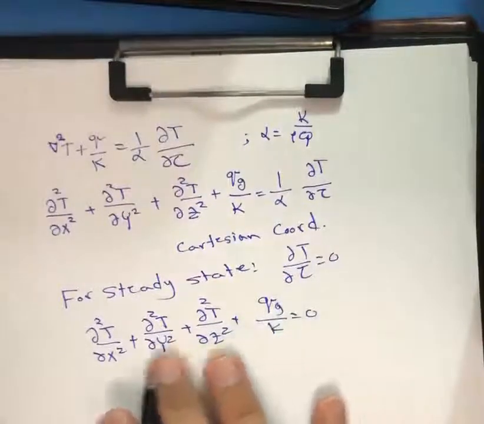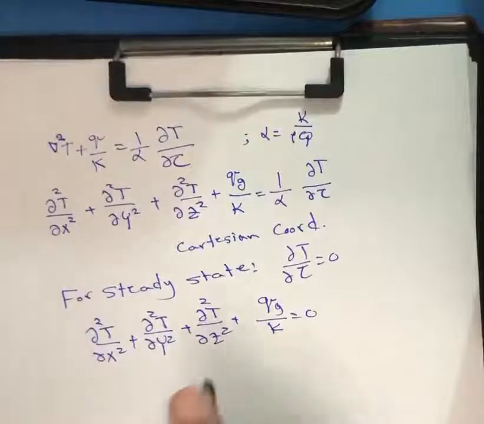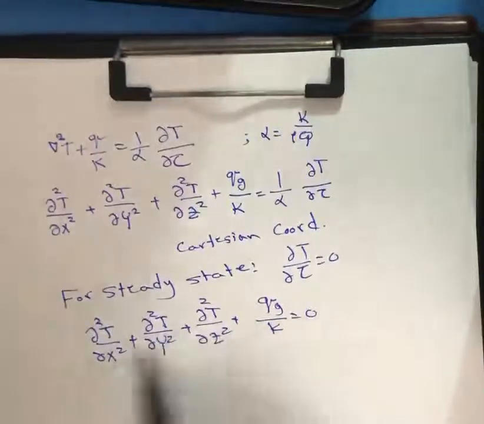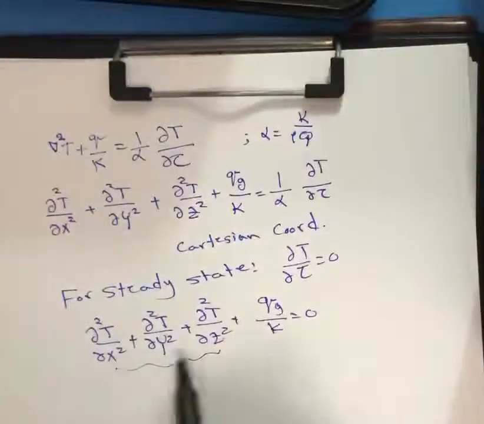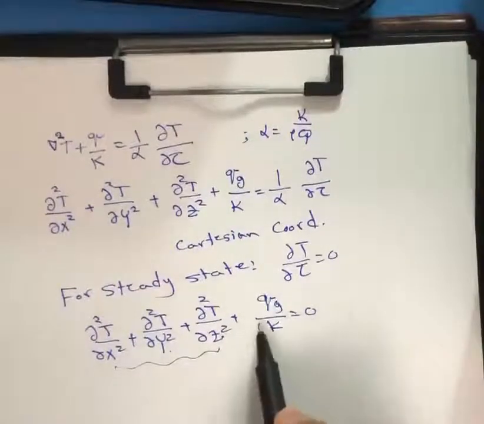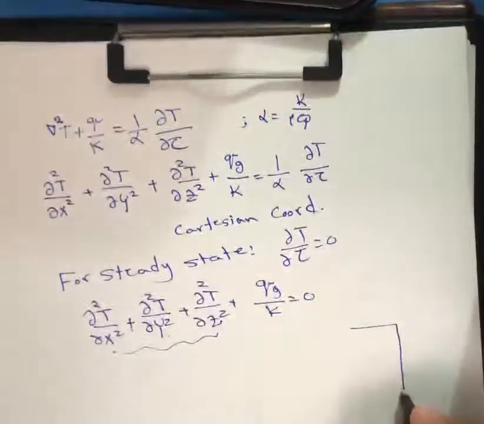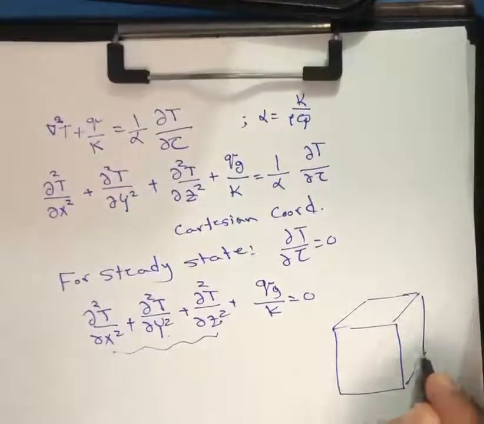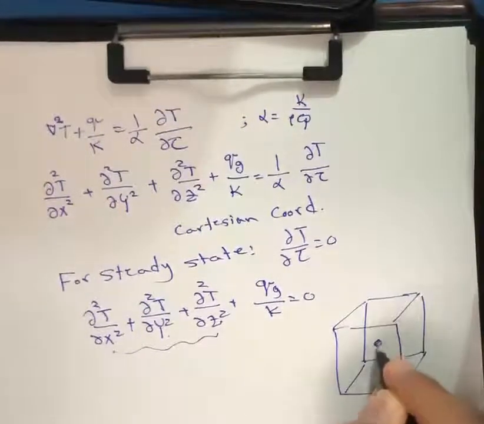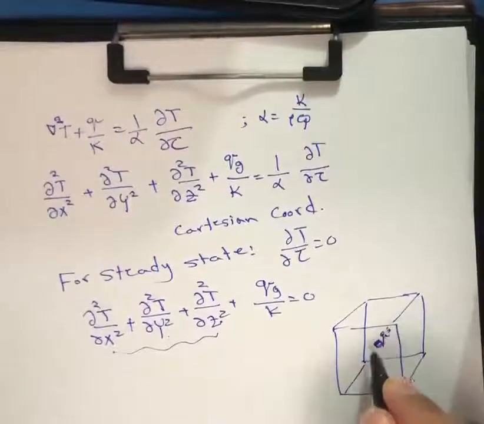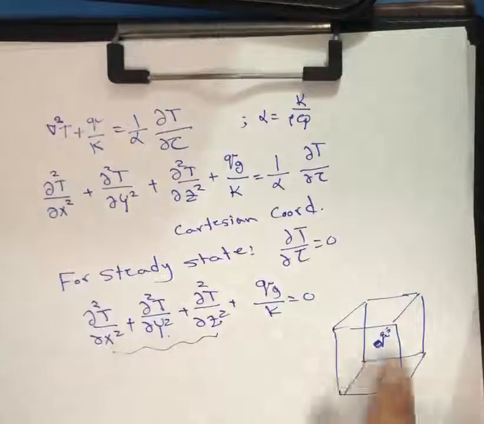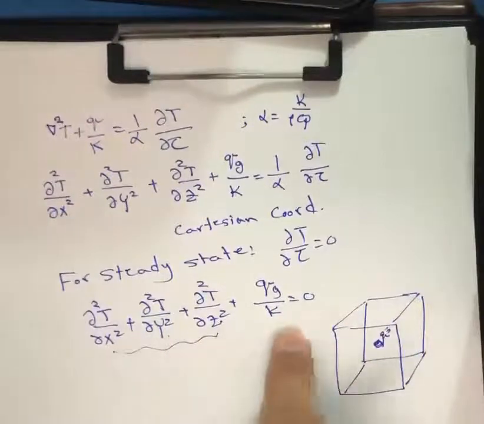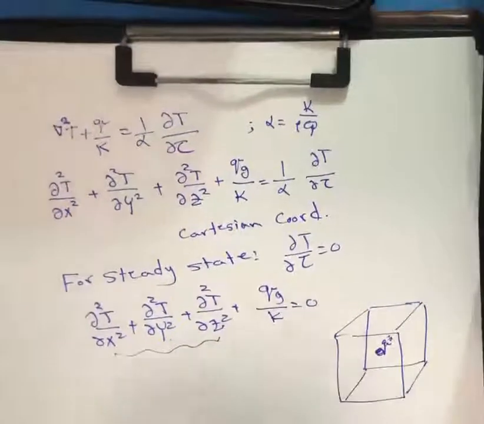This equation is the general heat conduction equation in three dimensions x, y, and z with internal heat generation. For example, if this is our control volume, there is some amount of heat generated inside this control volume, so the equation governing this situation will be something like this. However, we can make a lot of simplifications.